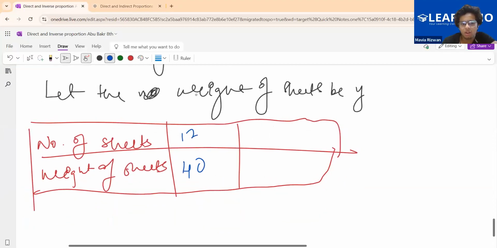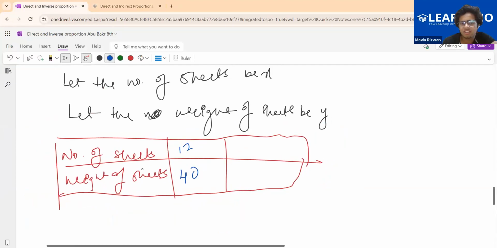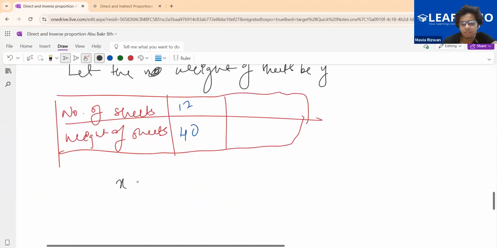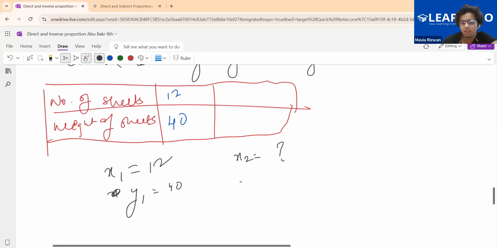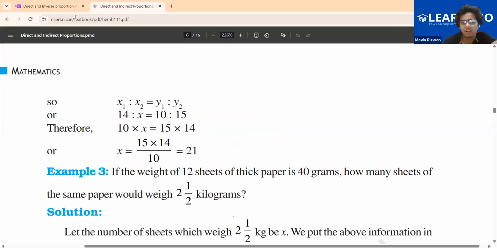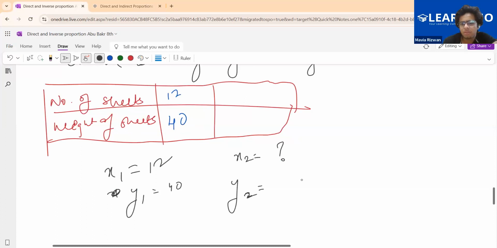Since I took the number of sheets as x, x1 is 12, which is here. Now y1, the corresponding weight, is 40 grams. Now we need to find x2, that is the number of sheets, when y2 is given as 2.5 kilograms. We have to convert 2.5 kg to grams. So 2.5 kg means 2500 grams. Okay, Abubakar.